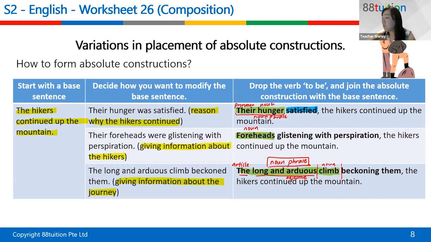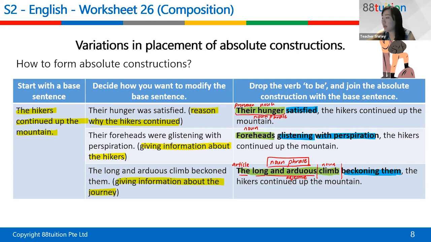Now the next one, foreheads glistening. This one is continuous tense: glistening with perspiration. The next one is beckoning them, so it's also continuous tense. So: their hunger satisfied, the hikers continued up the mountain. Or, foreheads glistening with perspiration, the hikers continued up the mountain. The long and arduous climb beckoning them, the hikers continued up the mountain. So either one is fine.